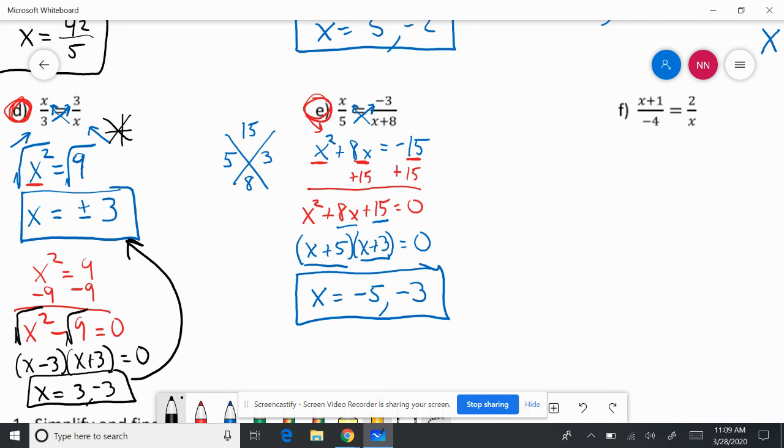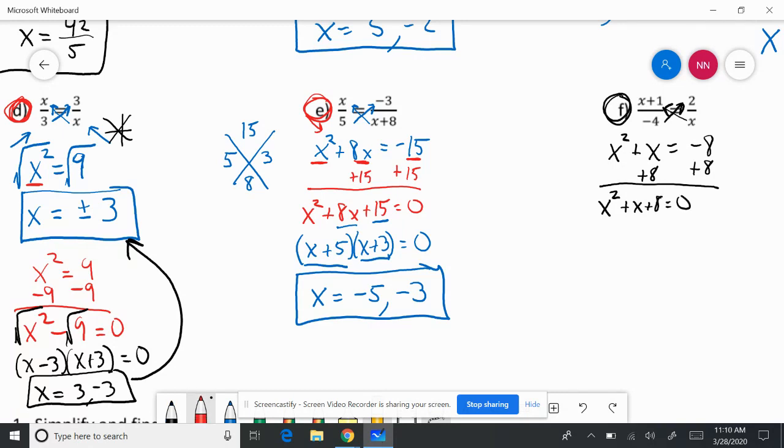Now, let's look at our last one. It's going to be similar to letter C. What we're going to do is always the same thing: cross multiply. X squared plus x equals negative 8. Once again, like we always do with quadratics, we have to set it equal to 0. X squared plus x plus 8 equals 0.